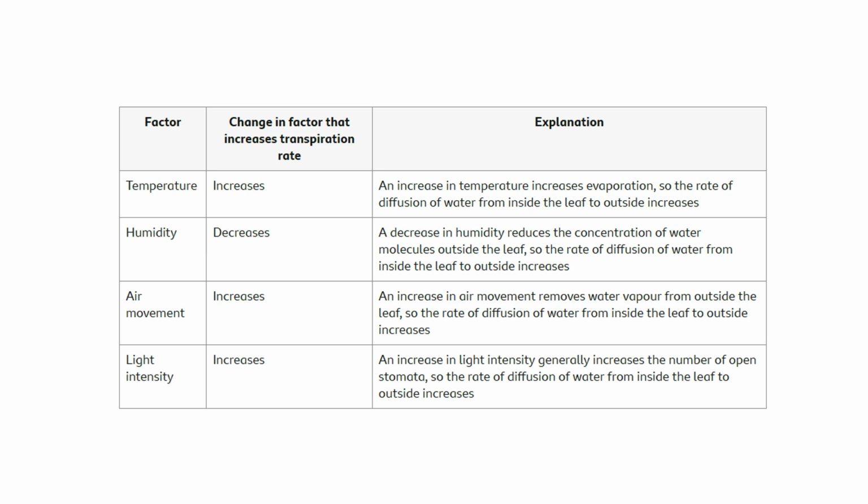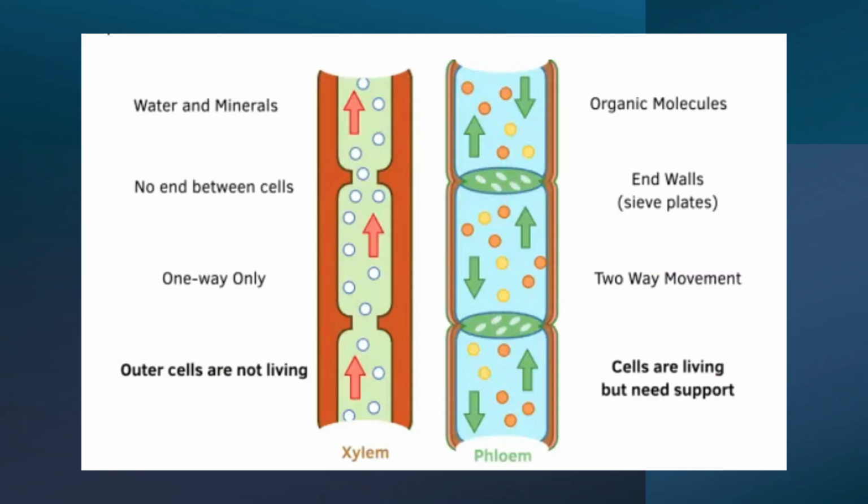Again, I would probably do some flashcards or you could do some questioning, but I would pause this and have a look at this table. They might ask you the differences between the xylem and phloem. The xylem transports water and minerals. Phloem transports organic molecules like sucrose. Xylem is basically the outer cells are not living. They're actually made of something called lignin.